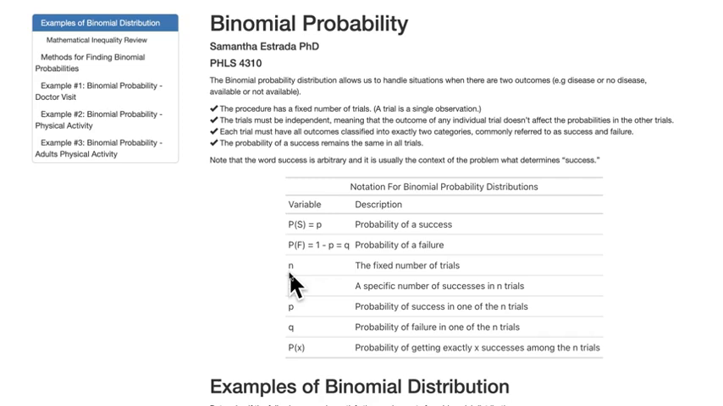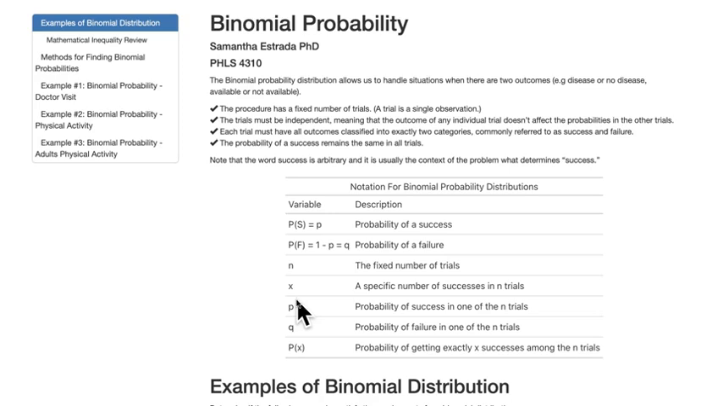The trials need to be independent of each other. So a person performing a trial or a trial just happening does not necessarily affect the next trial that's going to happen. Each trial needs to have two outcomes, and that's in the definition of the binomial probability distribution.